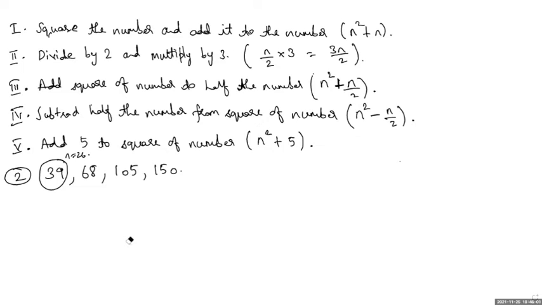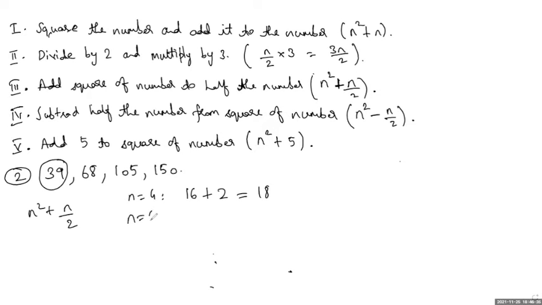Rule number 3 is n square plus n by 2. In the first rule we were doing n square plus n. In the second rule we should do n square plus n by 2, that is, half of n. Let us check for n is equal to 4. What is 4 square? 16. 16 plus 4 by 2. 4 by 2 is 2. What is 16 plus 2? 18. So it is not matching.